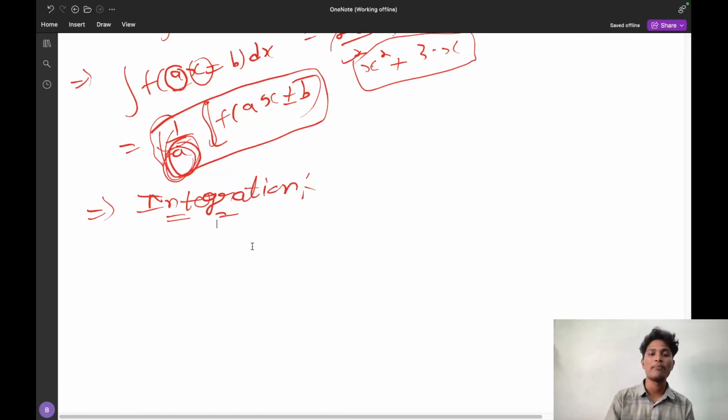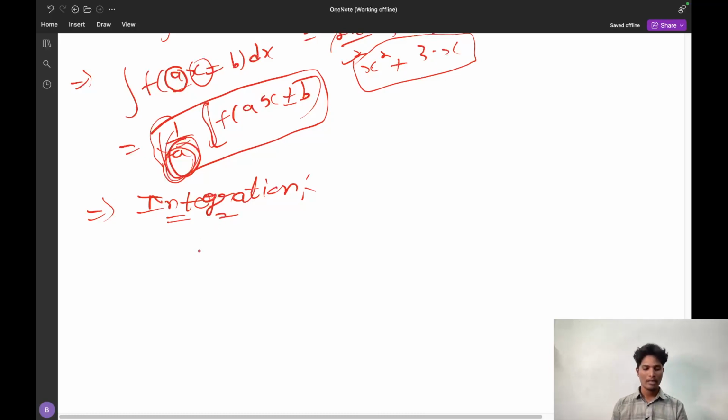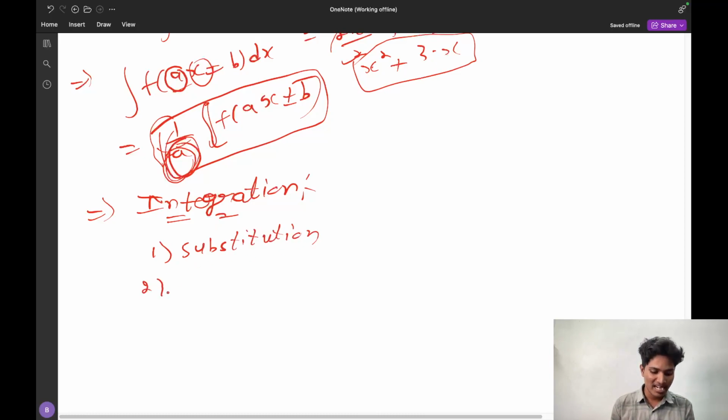That thing I have explained. But now, how to perform integration? The integration can be performed by 3 methods. That is substitution, first method. Second method is by parts method, and third method is partial fractions. There are 3 methods to solve the integration.